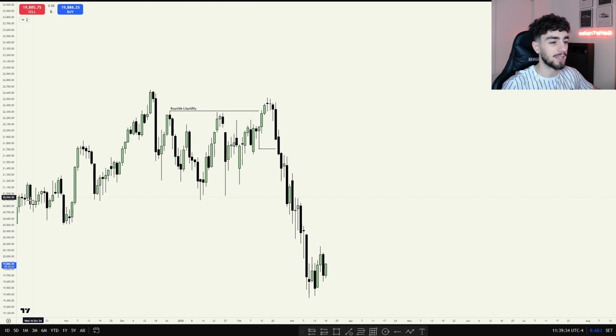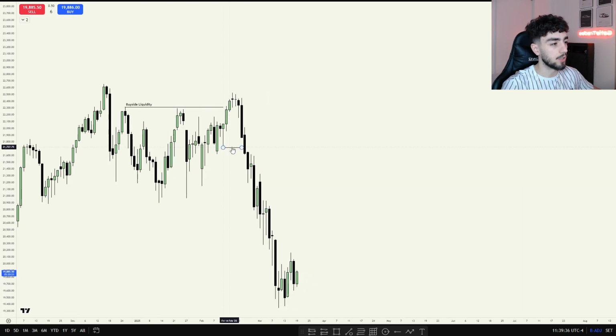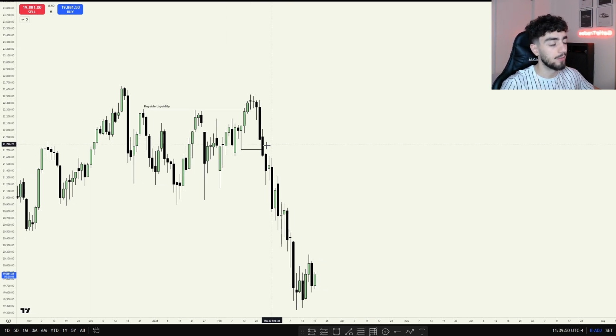Because liquidity was taken, and in doing so, we closed below the short-term low that was put in during the liquidity sweep over here. So we took out liquidity and we closed below this low, meaning we are entering bearish market structure. It's a higher chance of bearish market structure. Obviously, not every single bearish market structure shift leads to bearish market structure, but it is a very good sign that the market is going to reverse.